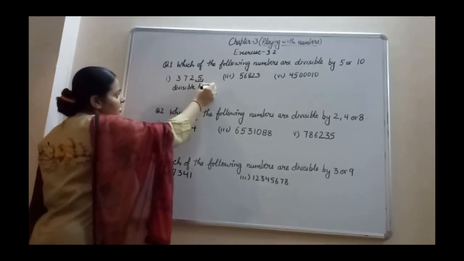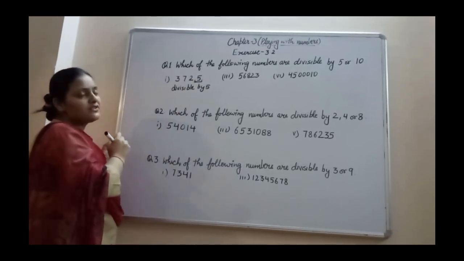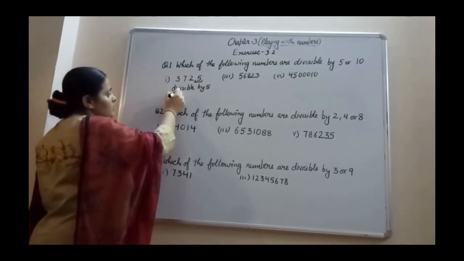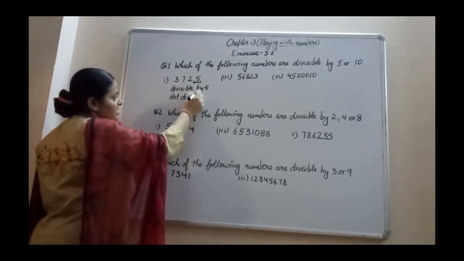But as we can check, this last digit is 5 not 0. It means this number is not divisible by 10. Or we can say it doesn't follow the divisibility rule of number 10.